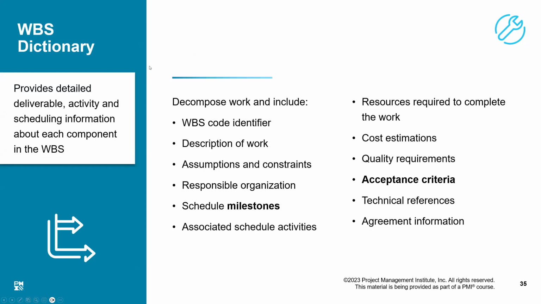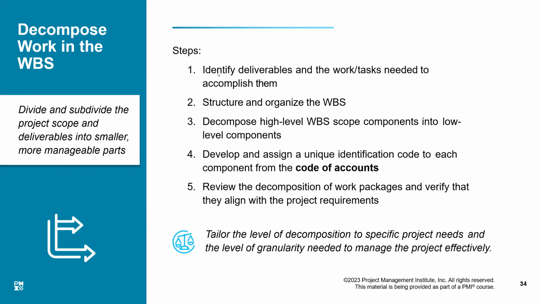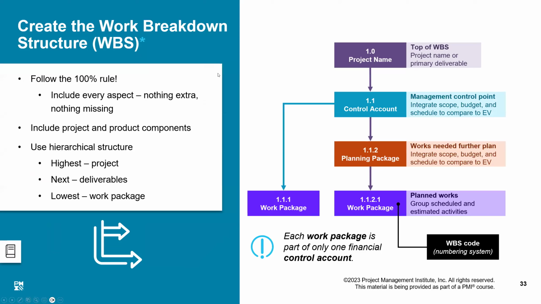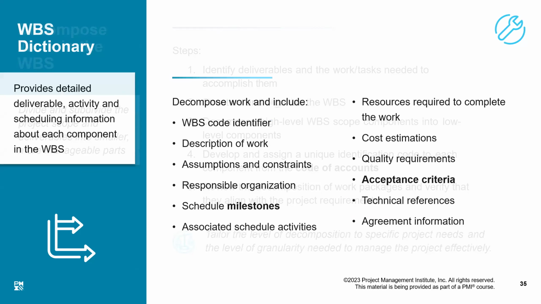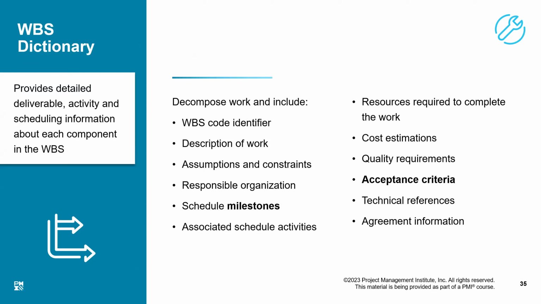The WBS dictionary is different from the chart we have just seen. It is not like this. What we do is take all the lowest level items, which are called work packages, and create a list of these, which is called the work breakdown structure dictionary. This is a dictionary of all the work packages, which describes the work we are going to be doing in each. We give it a code identifier, a number.